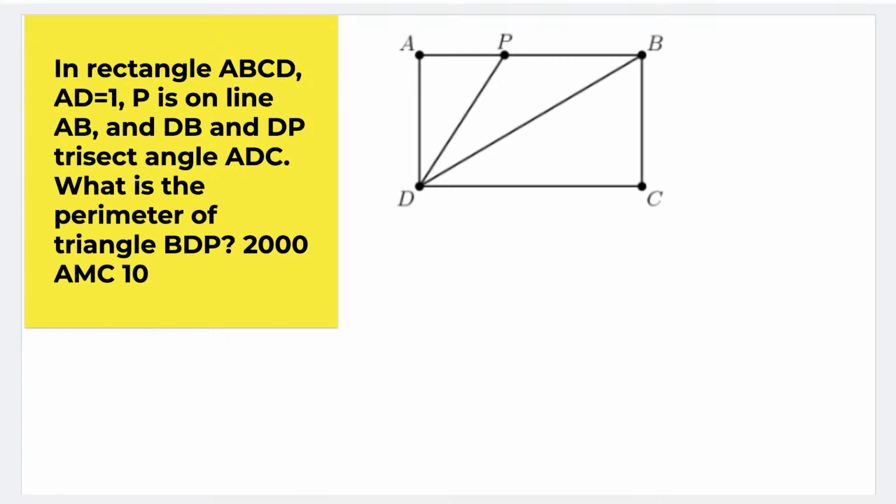So we know that in rectangle ABCD, AD equals 1, P is on line AB, and DB and DP trisect angle ADC. Now, we know that bisect means that it divides it in half. So trisect means it divides it into 3 equal pieces. So we want to find the perimeter of BDP.